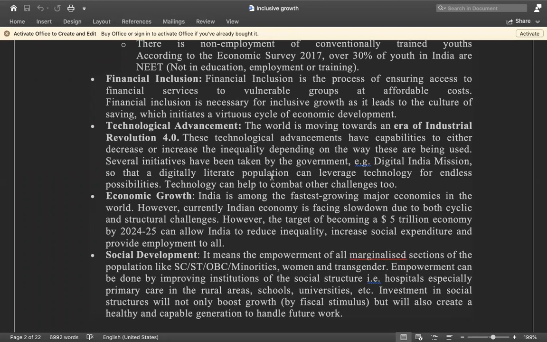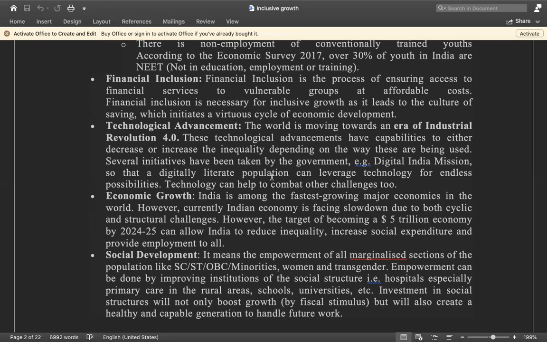12 zeros, sir? Yes, 12 zeros. Million is 6, billion is 9, trillion is 12 zeros. 12 zeros means 1 lakh crore. 1 lakh has 5 zeros, crore has 7 zeros, right? Trillion, in our language, is called 1 lakh crore, isn't it?